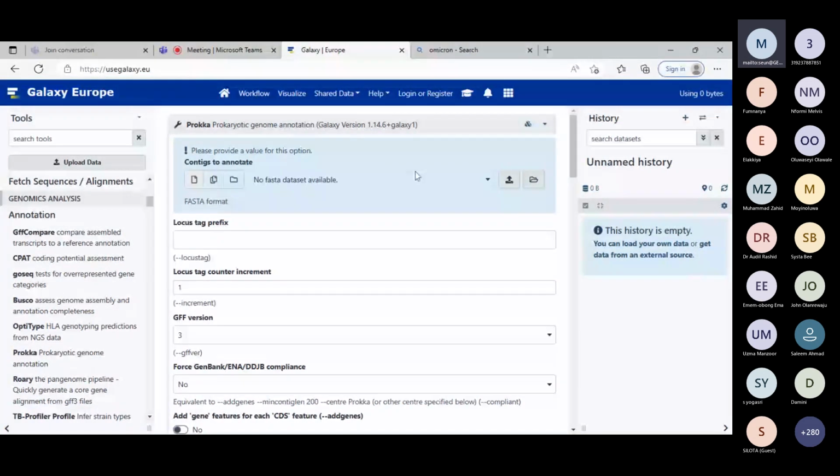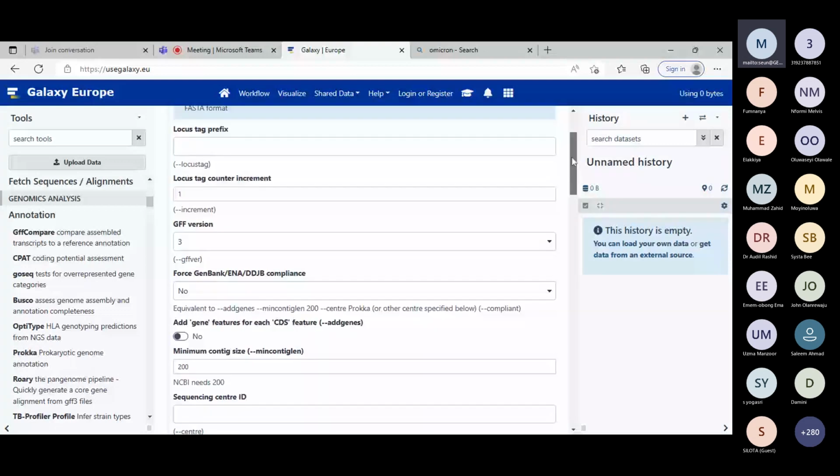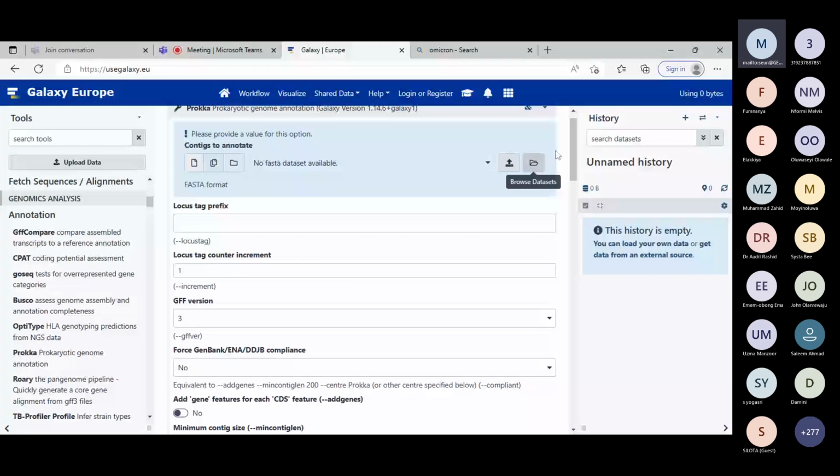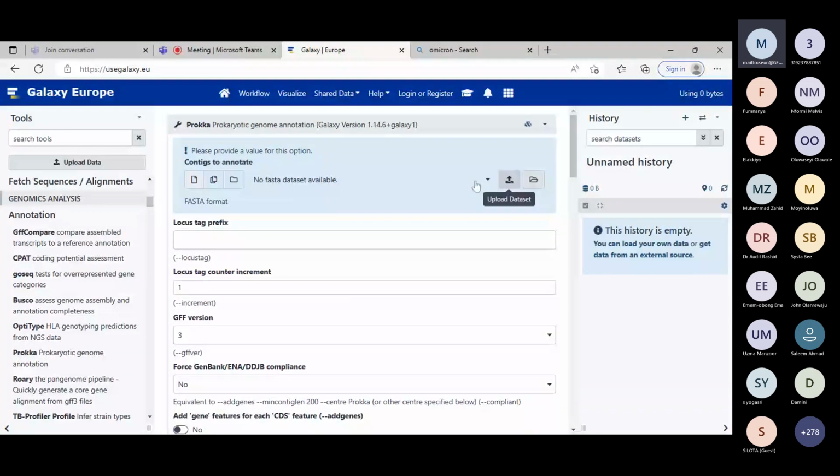So, contigs to annotate. You need to pick a contig that you want to use to annotate, and to do that, you have to upload a sample. Now, let me just teach you quickly how you upload a sample. To do that, just come here, upload data.